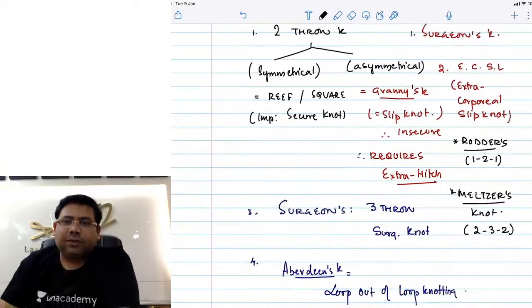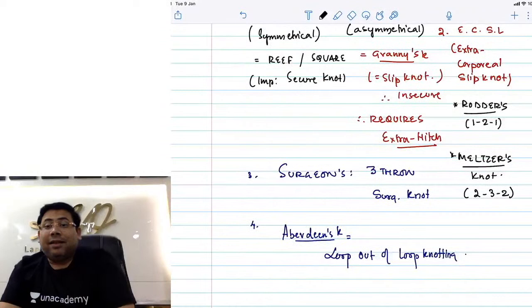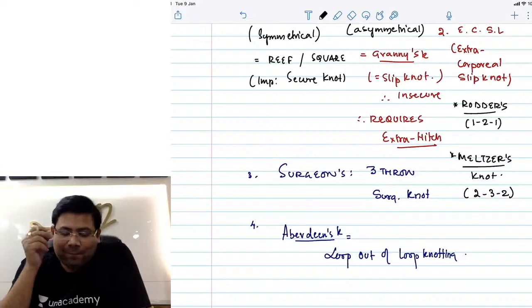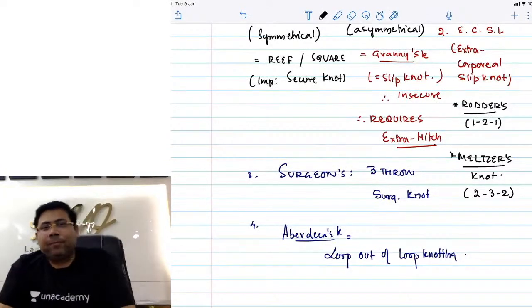And then I have my own knot technique, which I call SD's knot. I never use 2-3-2. I never use 1-2-1. I always use 2-2-2, and I call it SD's knot. This is my own modification. SD stands for my logo. Anyways, let us try to understand.